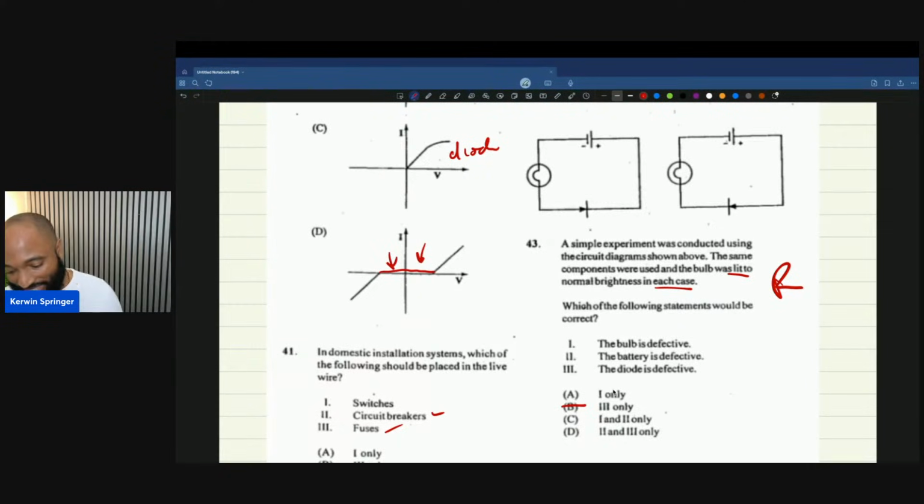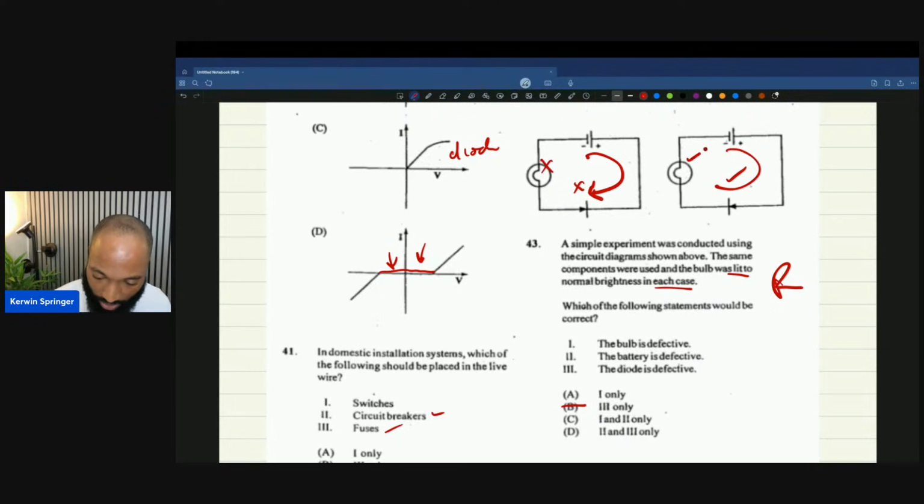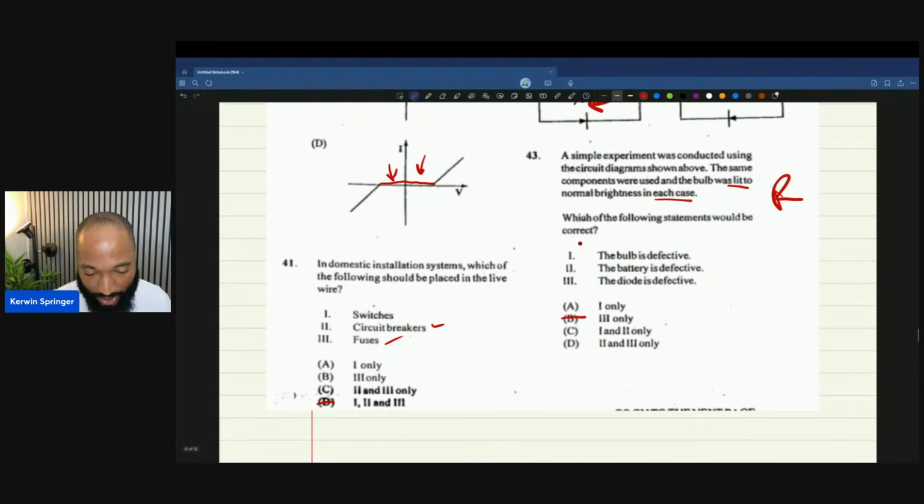So, yes, B, right? This diode is supposed to not work. So the bulb is not supposed to light, and it's supposed to work. So the bulb is supposed to light. So if both are lighting in each case, that means the diode is misbehaving.